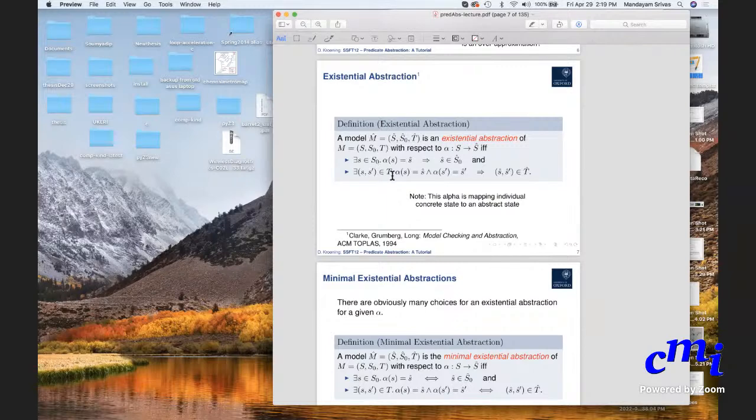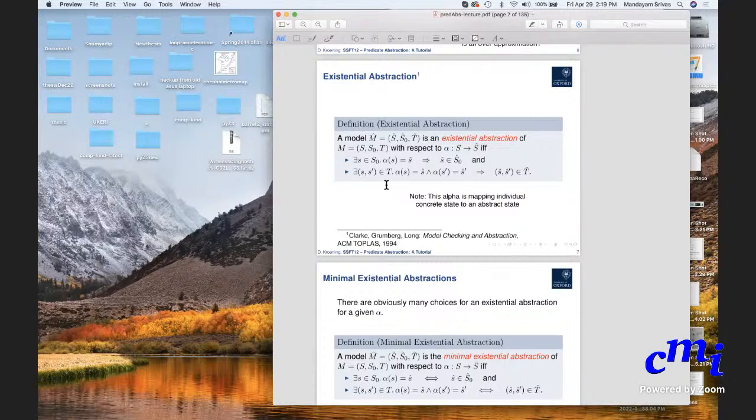Similarly, the transition relation is also defined as an existential constraint. That if there are two states, there will be a transition between two abstract states, S cap and S cap prime.